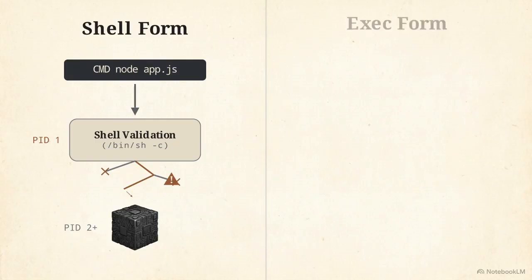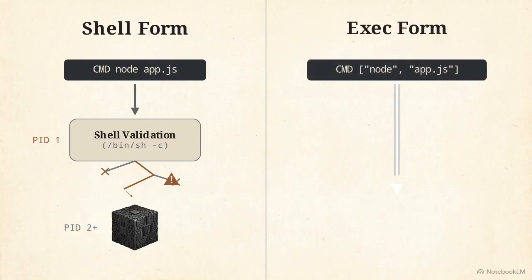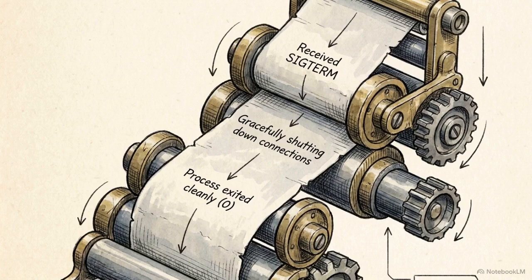The preferred method is the exec form. By using a JSON array, the command bypasses the shell entirely, drawing a direct line to the executable. This allows the Docker daemon to invoke the binary natively on the host kernel without the overhead of shell processing. Using the exec form ensures precise control over the process and eliminates hidden operational bottlenecks.